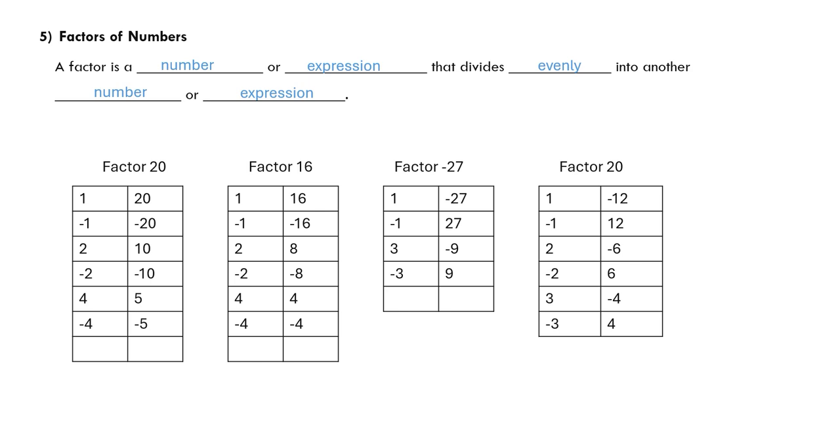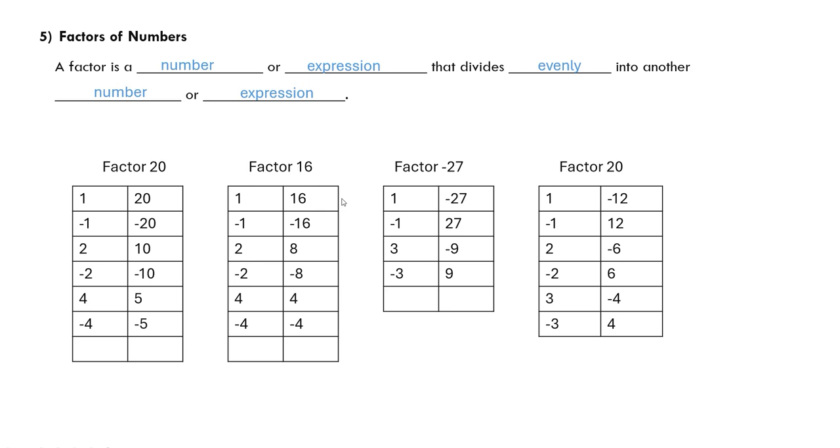Well, 1 times 20 will give us that. Negative 1 times negative 20 will give us a value of 20. 2 times 10, negative 2 times negative 10, 4 times 5, and negative 4 times negative 5 will all give us 20. So these are all factors of 20.